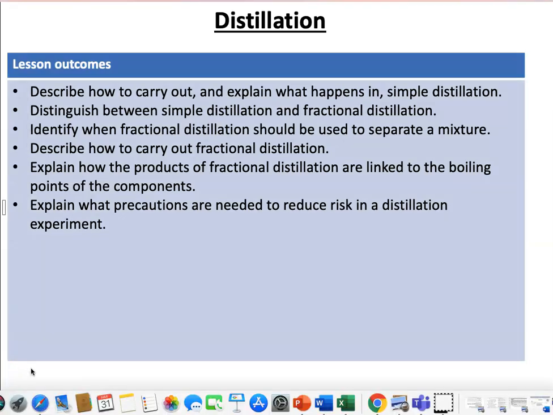The topic is distillation, and we will look at differences between fractional distillation and simple distillation. Okay, so we're looking at distillation now, and here we will look at fractional and simple distillation.